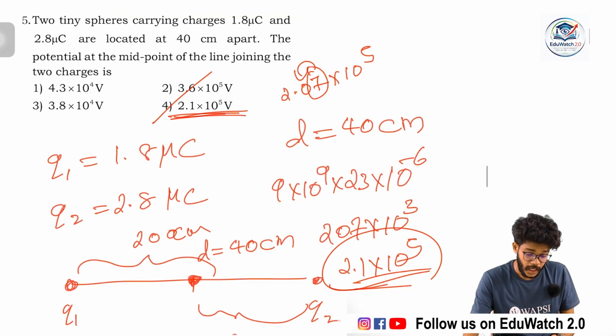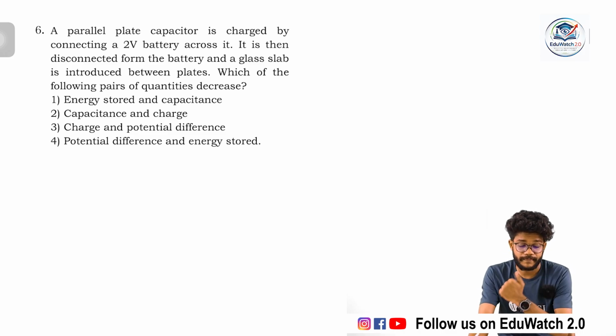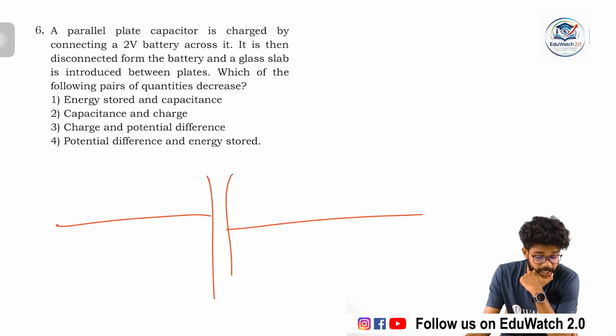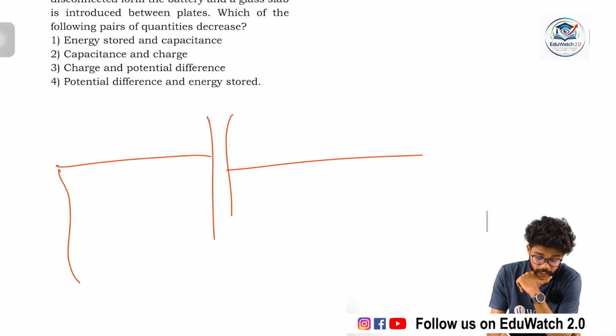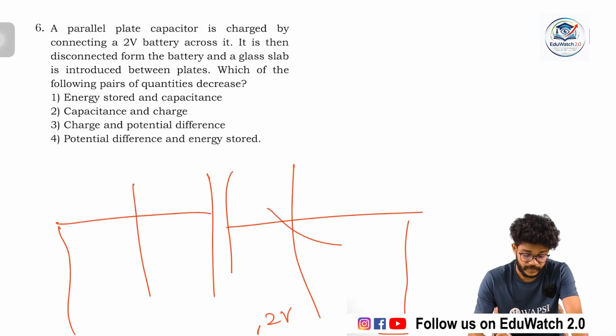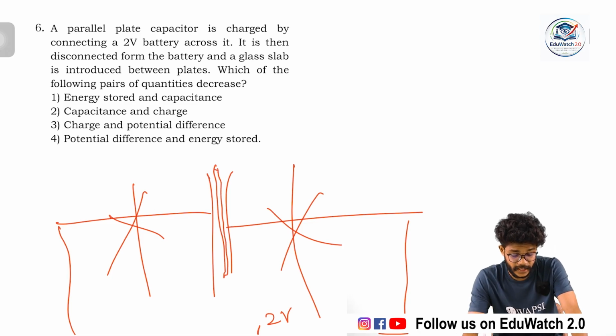Okay, so we can move to the next question, the sixth question. A parallel plate capacitor is charged by connecting a 2 volt battery across it. Okay, it is fully charged, then it is disconnected from the battery, and a glass slab is introduced between the plates. Which of the following pair of quantities decrease?